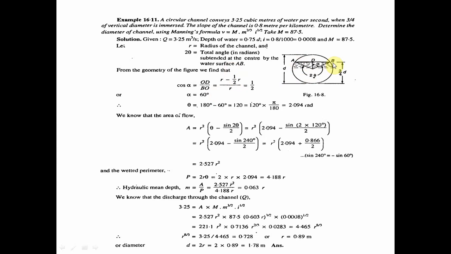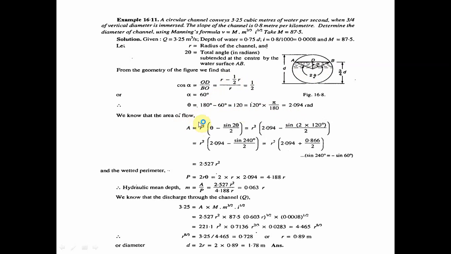So this is the figure. This is the circular channel and this is the overall depth, and this will be 3/4 of the depth where water will be there. So AOB will be the wetted perimeter. So cos alpha is equal to OD divided by OB, so that is equal to (R minus 1/2 R) divided by R, that is equal to 1 by 2. Then alpha is 60 degrees, therefore theta is equal to 180 minus 60, that is equal to 120. 120 into pi by 180, that is equal to 2.094 radians.